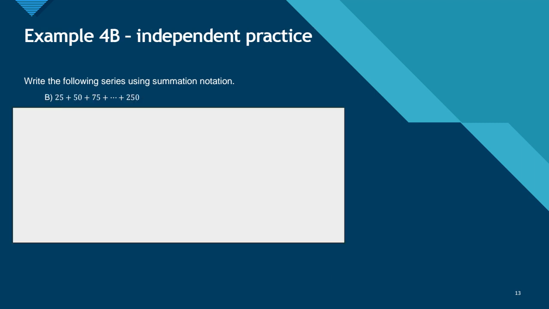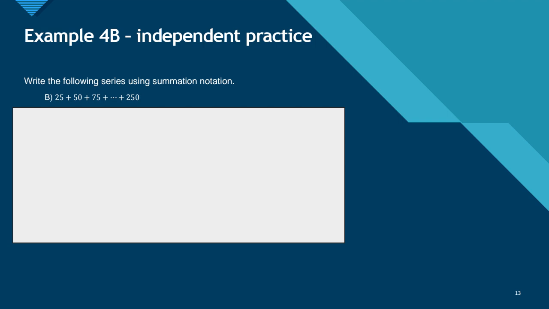All right, so example 4b is to write the following series using summation notation: 25 plus 50 plus 75 plus ... plus 250. So think about how you're getting from 25 to 50, from 50 to 75, 75 to the next term.